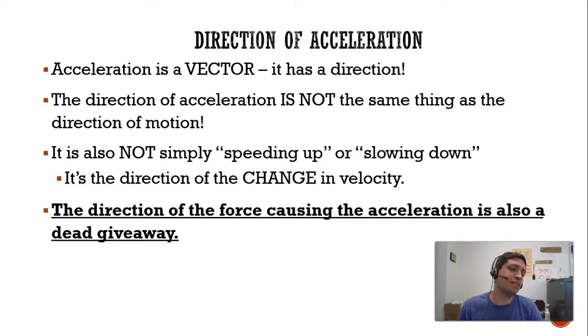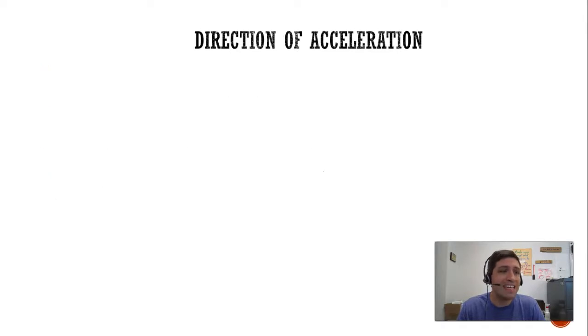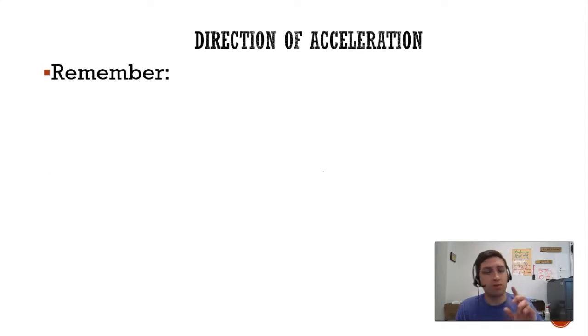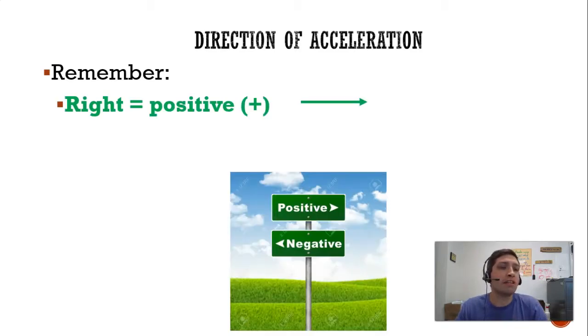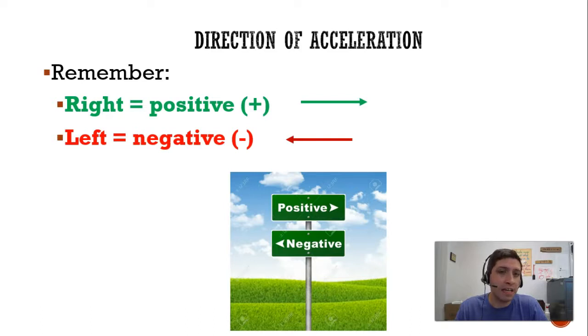One really good way to see the direction of that change is to think about the force that's causing that change, because the direction of the force causing the acceleration is always a dead giveaway for the direction of acceleration, because the direction of the force is the direction of acceleration. Now, before we get into this, remember, we've said this before, anything moving to the right is a positive direction, left is a negative direction. So remember that as we talk about this.